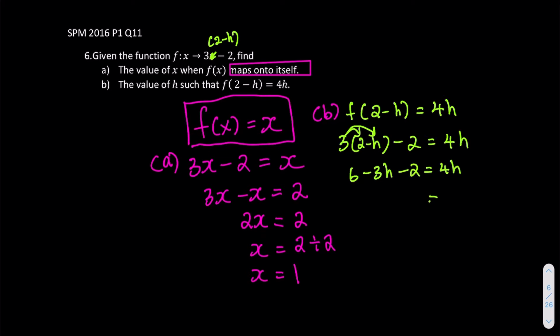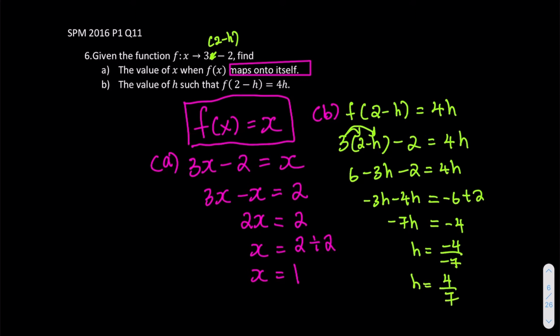Then we're going to group the like terms. So we take the 4 hash, go over here, become minus 4 hash. Then the number goes over there as minus 6 plus 2. If we do the mathematics, we have negative 7 hash is equivalent to negative 4. So hash is equal to negative 4 divided by negative 7. And I can say that hash is just equivalent to 4 over 7. And we are done.